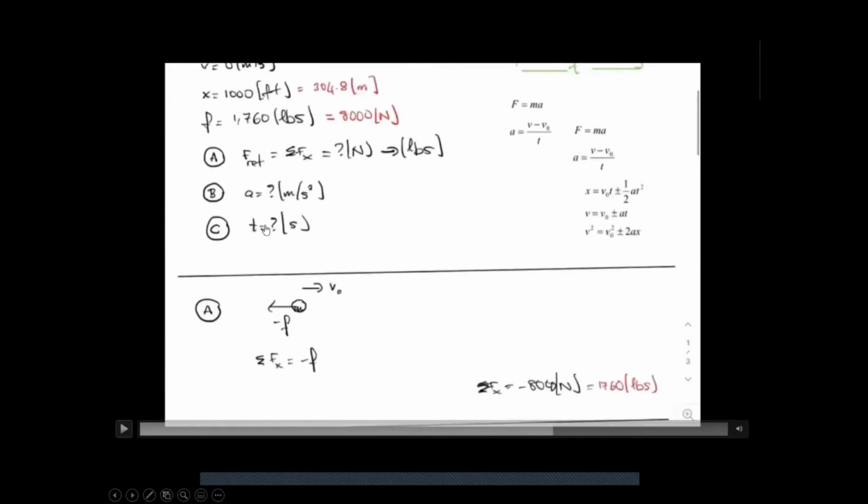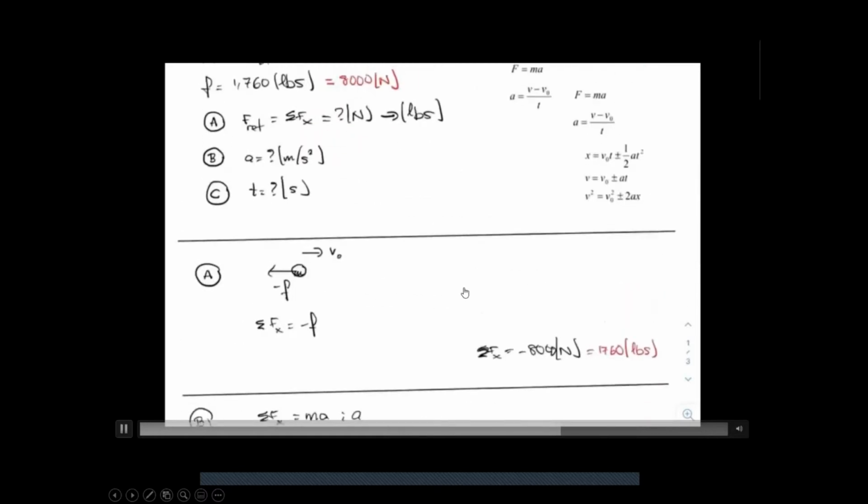And then what's the time it takes for it to come to a stop? Now we have to make a decision. For time, either focus on this formula or this one or this one. Those are the formulas that we can focus on.